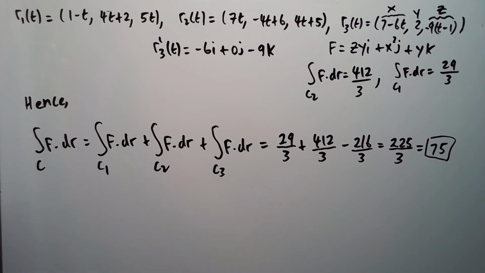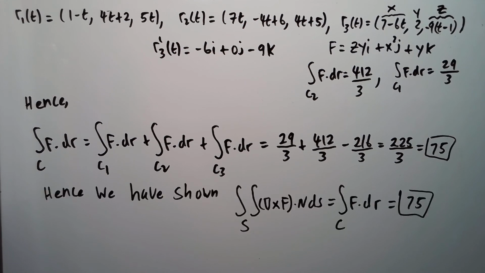So let me just summarize. Hence we've shown that in part 1 the double integral was 75, and we just showed this one is 75 also. So that verifies Stokes' theorem. So we're done. We verified Stokes' theorem.